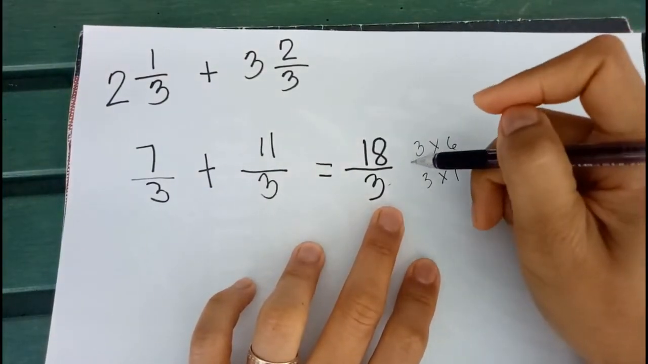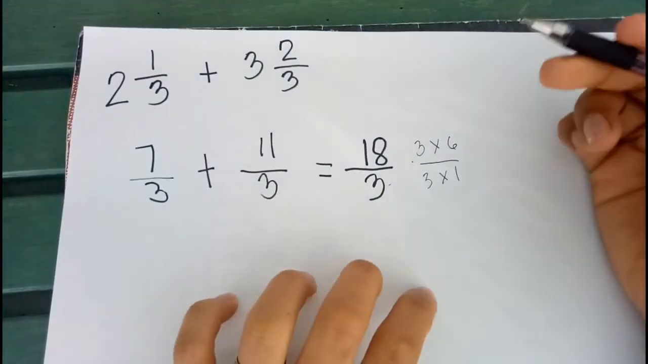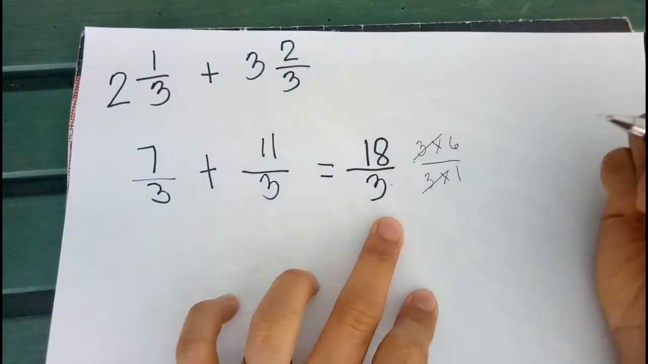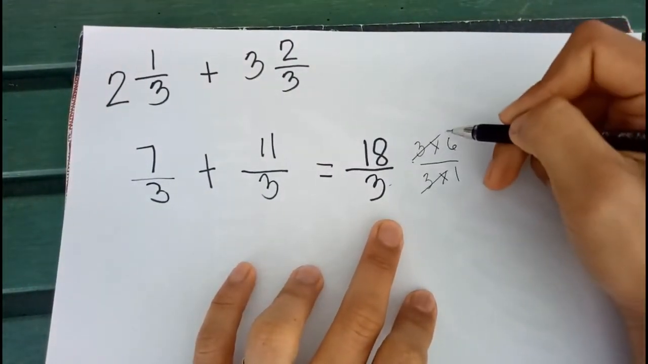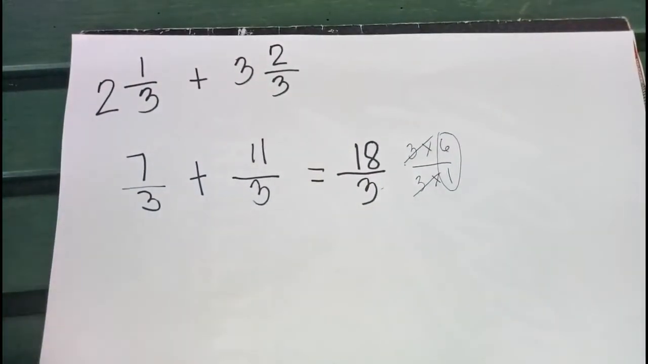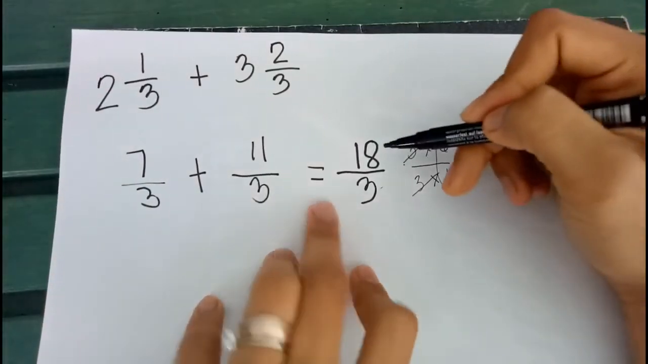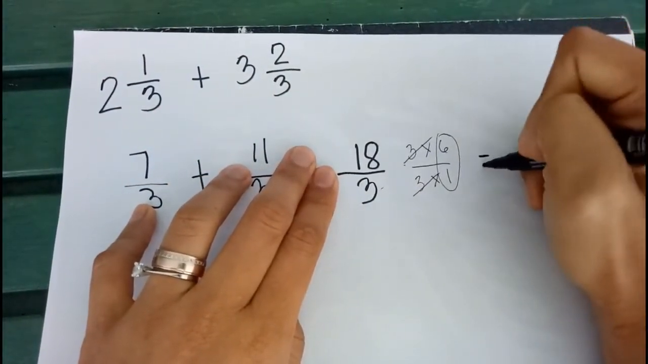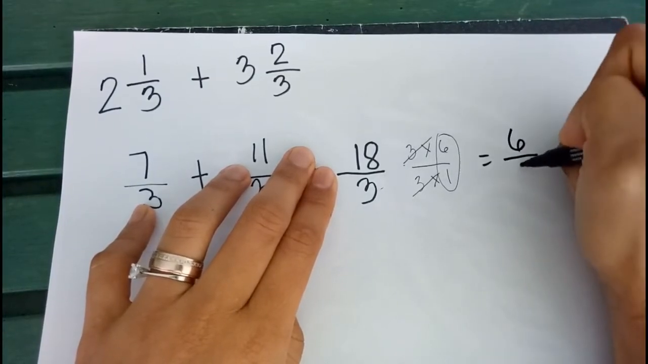Now again, to simplify, this is the simplification method. You just have to cross out 3 and cross out 3 here, and you are left with this number 6 over 1. Therefore, the simplified fraction for 18 over 3 is 6 over 1.